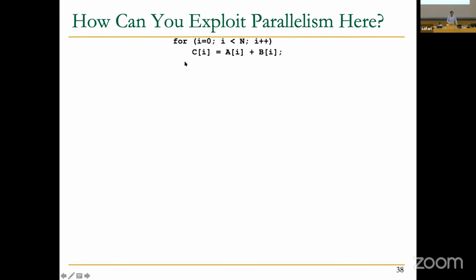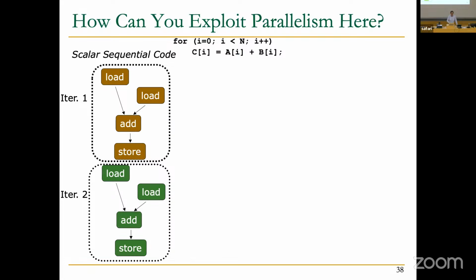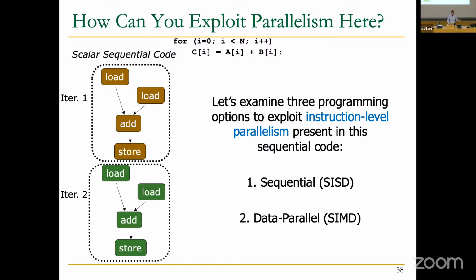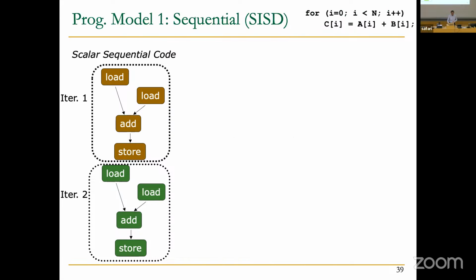This is our code, very simple, vectorizable. And this is the scalar sequential code. This is how you might program it, right? I don't show the instructions, but you can imagine what they are, and we don't have the branches clearly over here. So let's examine three programming options to exploit instruction level parallelism in this sequential code: sequential, single instruction, single data; data parallel, single instruction, multiple data; and multi-threaded, multiple instruction, multiple data, or SPMD, as we will see. Now, sequential looks essentially like this.